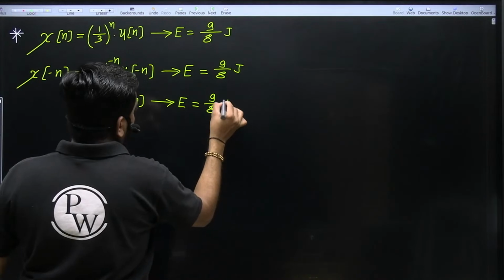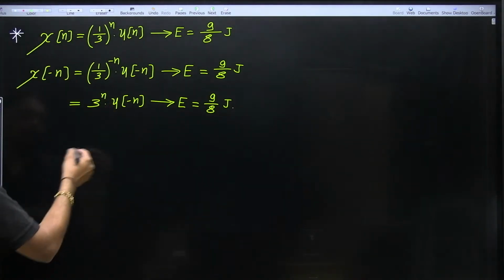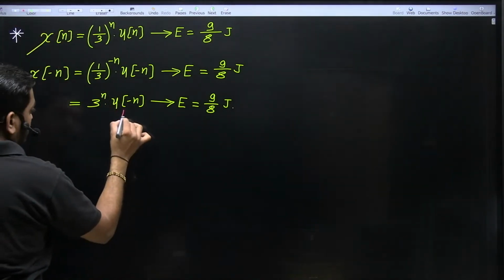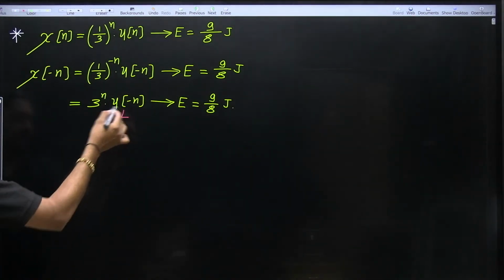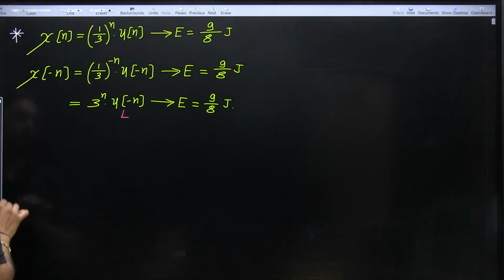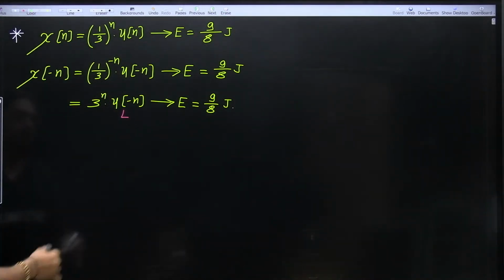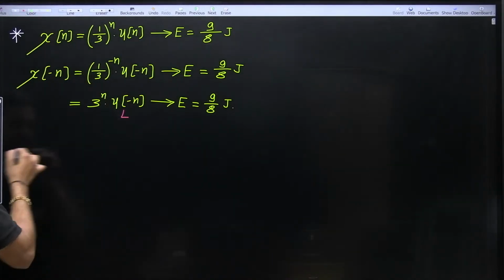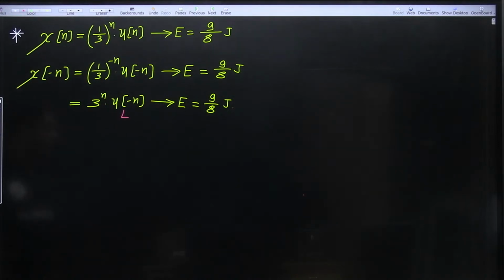In short, what you have to remember: if it is a decreasing function, see, this is also a decreasing function. Put the value of u of minus n. u of minus n means a left-sided signal. Left-sided signal means negative values of n. If you put negative values of n, like 0, minus 1, minus 2, minus 3, is it decreasing or increasing? Of course, it is decreasing. That's why the energy will be 9 by 8 joule. Clear?